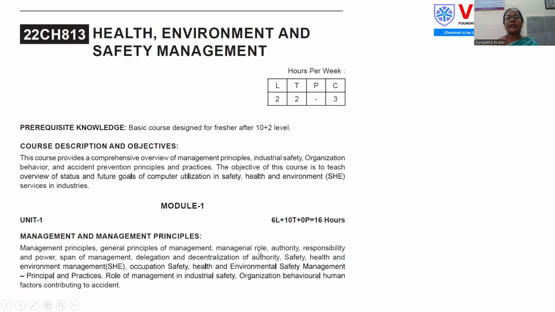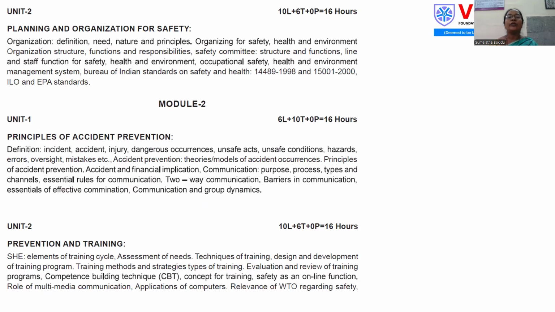In this unit, we will discuss the principles of management, role, authority, and responsibility of management, delegation, decentralization of authority, safety, health management, and role of management in industrial safety and organization safety. All those topics are discussed in Unit 1, Module 1, and coming to Unit 2, planning and organization for safety.